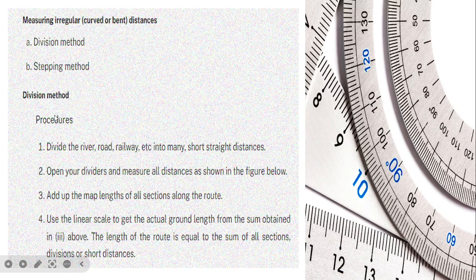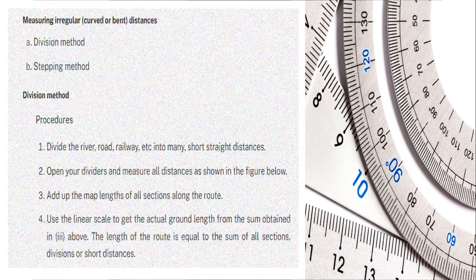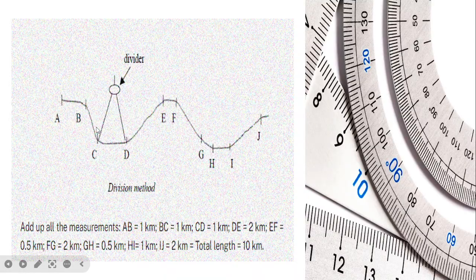Now talking about the division method, here are the procedures. First, divide the feature which you want to measure, maybe a river, road, railway, etc., into many short straight distances. Now after that, open your dividers, then measure all the distances as shown in the figure. You're going to see the figure below. Now add up the map length of all sections along the route. Now after that, use the linear scale to get the actual ground length from the sum obtained in step 3 above. The length of the route is equal to the sum of all sections, divisions, or short distances. And here is how it is.